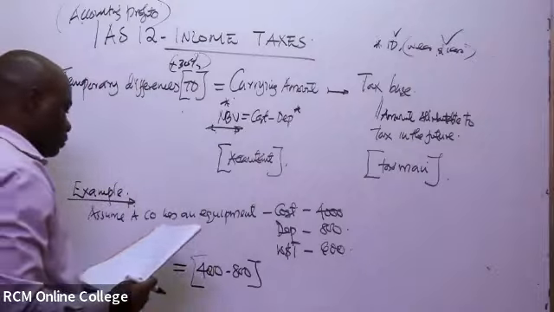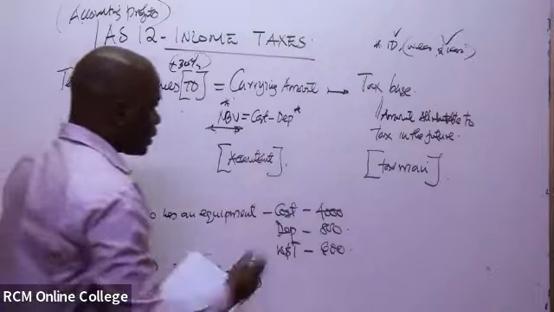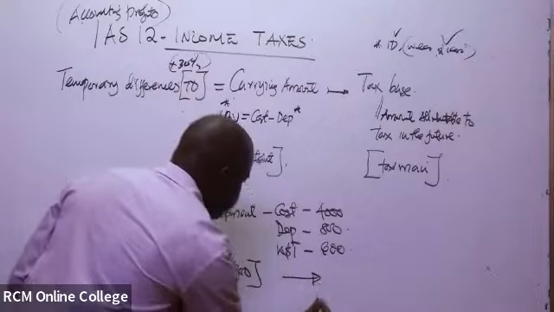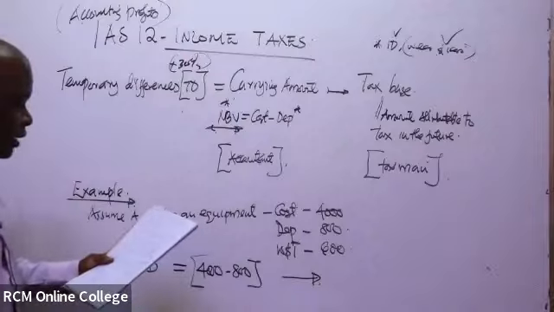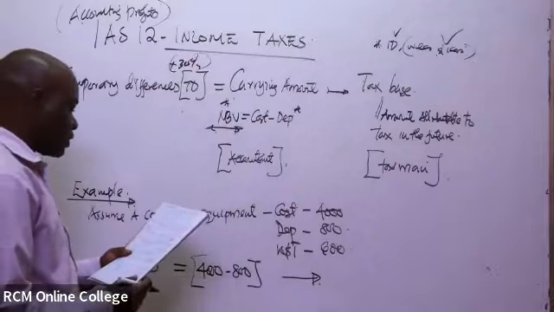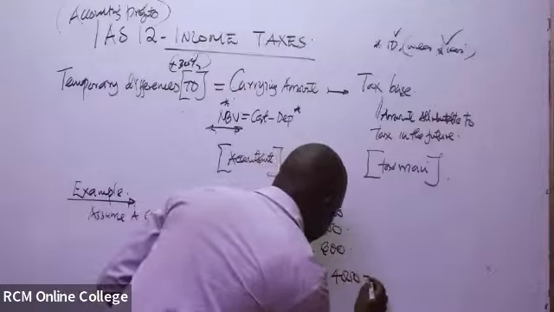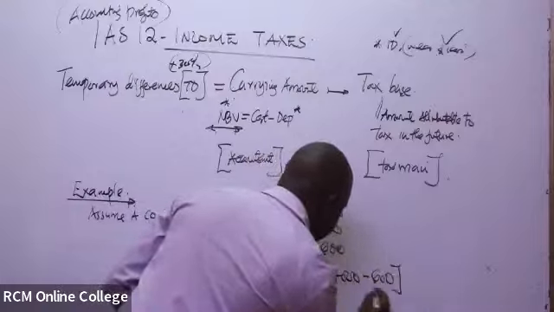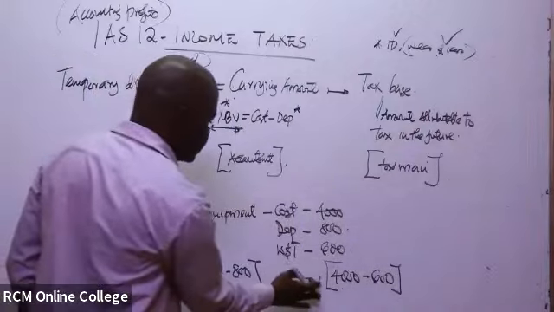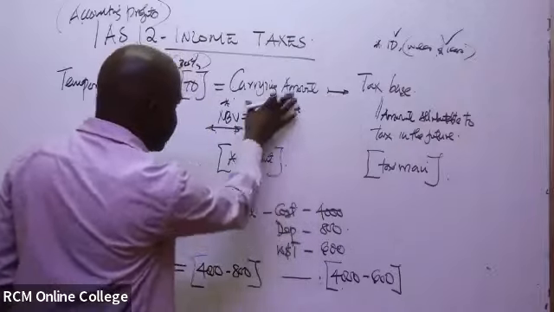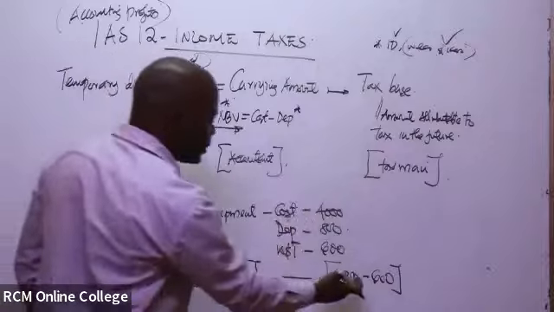Then we take away the tax base. For the tax base, what are they considering? They're only considering wear and tear. So our tax base will be 4,000 minus 600. If you compute the difference, the carrying amount is this one, and the tax base, what the taxman considers, is the wear and tear, is this one.